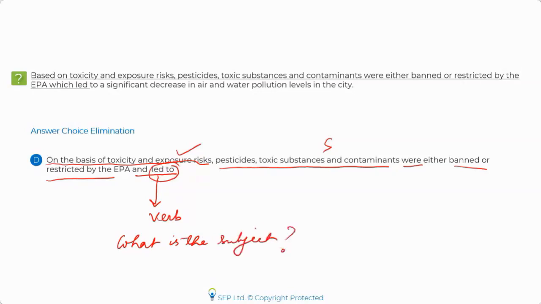So we know that the subject has to be this only, right? Subject one, subject is this. This is verb 1. This is verb 2, and led becomes verb 3. So you are saying pesticides led to significant decrease in air, which is wrong. What is the subject? This. So this means this led to decrease.